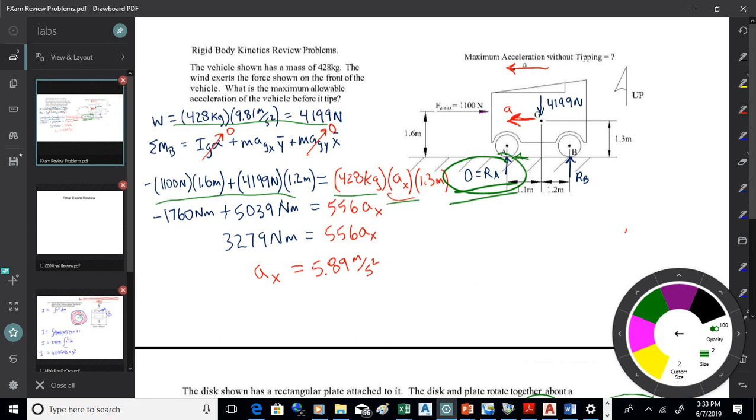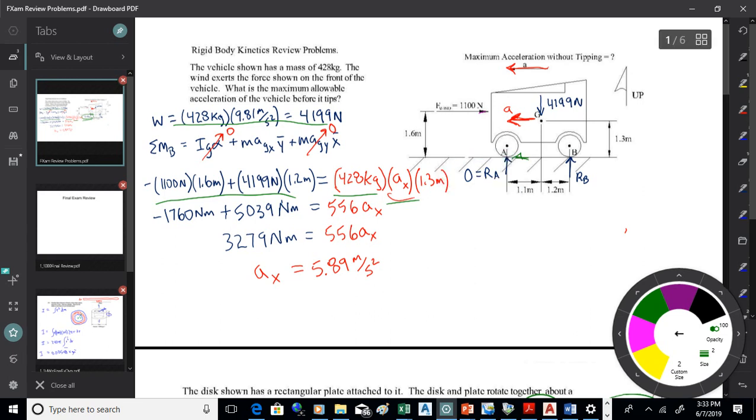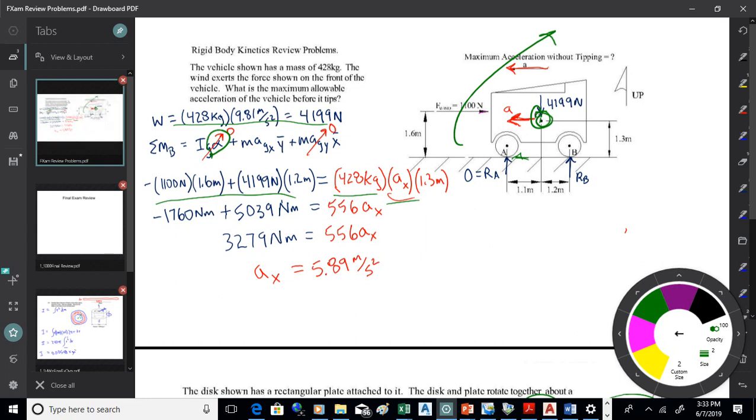Okay. But it's not yet tipping. So if it's not yet tipping, G is just accelerating horizontally. It's not accelerating up or down. So that's why a_G,y is zero. Now, once it starts to tip, this all gets thrown off because alpha won't be zero. And if it tips, that G will start to come off the ground and it will have a Y acceleration. But we're assuming it's not yet there. It's just about to get there, but it's not there yet.